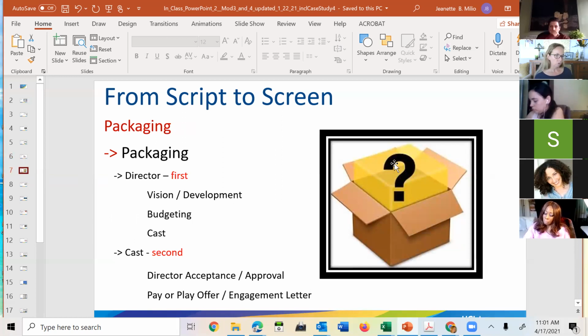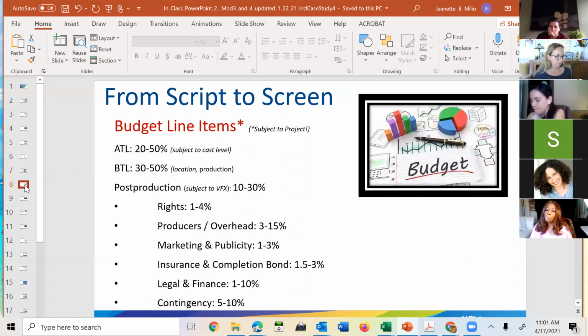So we talked about the director being attached first. We talked about the cast being attached later. And we kind of talked about what needs to be in these agreements in order for you to make them work. Do we have any questions about packaging? Moving on.